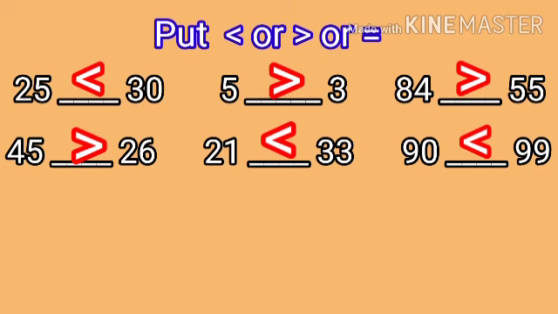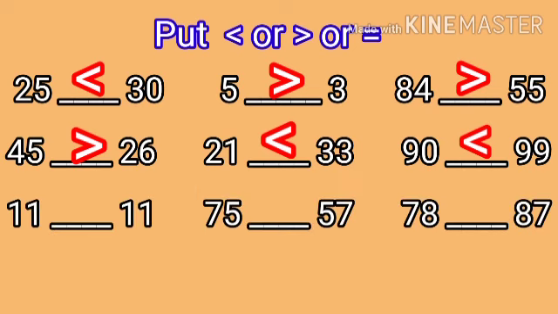Let us see the next row of numbers. Here also we have 3 pairs of numbers. Out of this, the first pair has 2 same numbers. Those are 11 and 11. So, to represent the relation, we should use is equal to.